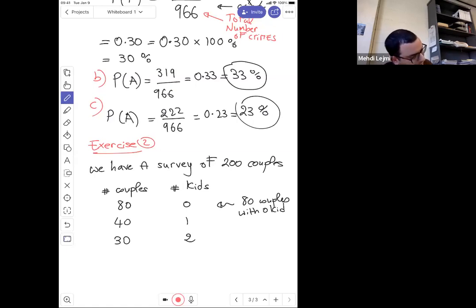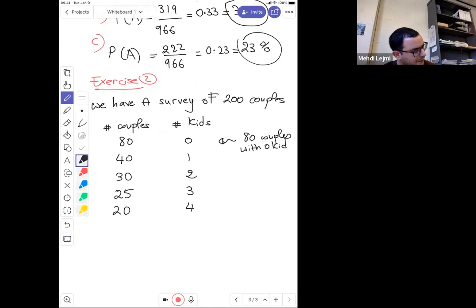And then we have, sorry, 25 couples with 3 kids. And then 20 couples with 4 kids. And then just 5 couples with 5 kids. So of course, in total, we have 200 couples, right? I mean, 80 plus 40 plus 30 plus 25 plus 20 plus 5. So the total number of couples here is 200. We have a survey of 200 couples.